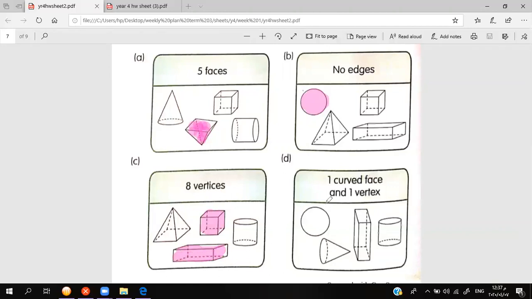What about one curved face and one vertex? Take the cylinder, it got one curved face, but does it have a vertex? A vertex is when two lines meet and they make like a pinpoint or a corner. No corners in it. What about the cone? Yes, a curved face and one vertex. Here is the vertex. So definitely it is the cone.